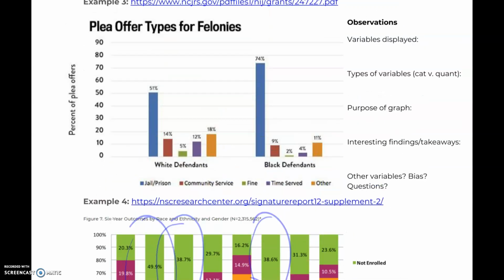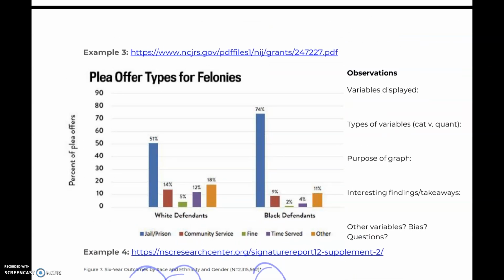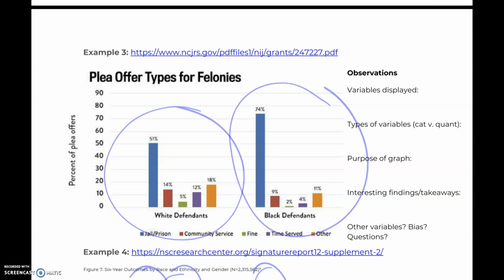One other graph I want to look at briefly is up here, the plea offer types for felonies. Very similar. This time we have a side-by-side bar chart. One thing you have is that these percentages for each group add up to 100%. Again, it's supposed to show the differences within each group. So we don't necessarily know how many white defendants we looked at and how many Black defendants we looked at, but we can definitely see that there's a difference in the outcomes as far as how many of them were offered jail or prison time versus community service, fine, time served, or others.